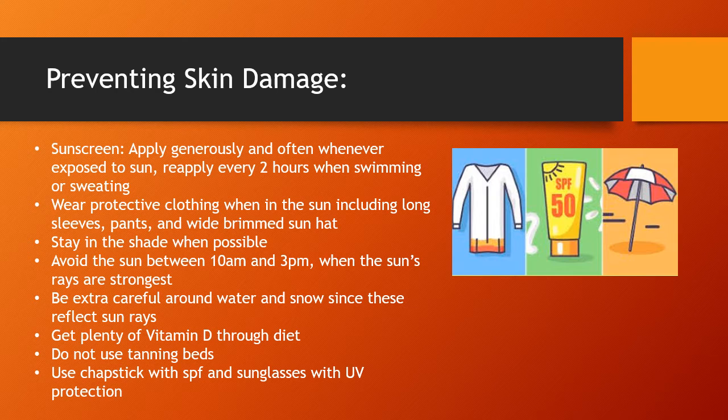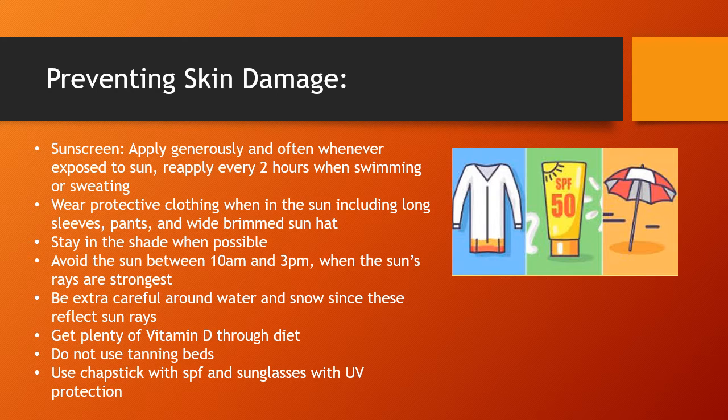So how do we prevent skin damage from the sun? Sunscreen is a great way to protect the skin. Sunscreen should be applied generously and often whenever exposed to the sun, and reapplied every 2 hours when swimming or sweating. Wearing protective clothing when in the sun, including long sleeves, pants, and a wide-brimmed hat, is another effective way to protect the skin.